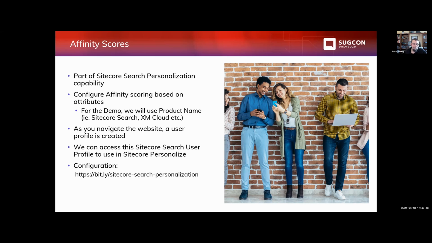As the user navigates, Sitecore Search is actually building a user profile about that user, about what pages they're viewing, their search keywords, and also their affinity scores. So we can use this data in a decision model inside Sitecore Personalize, and that's what I'll be talking a little bit about.